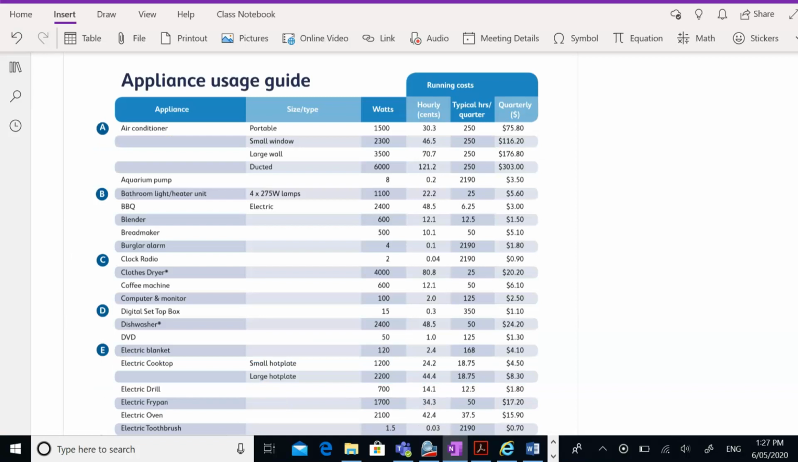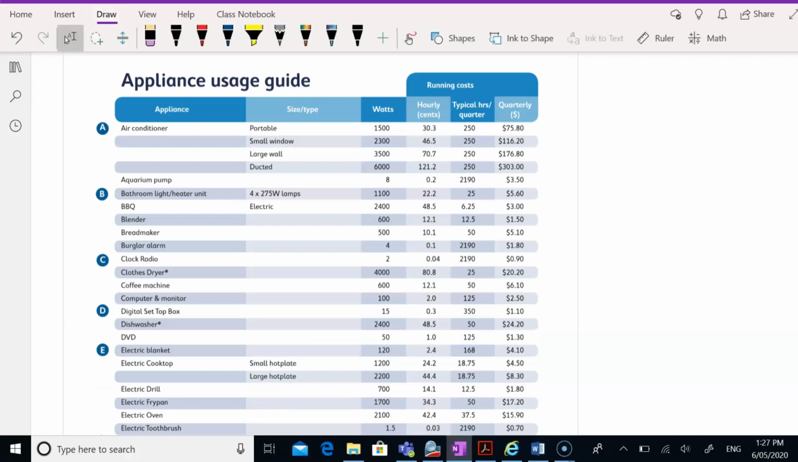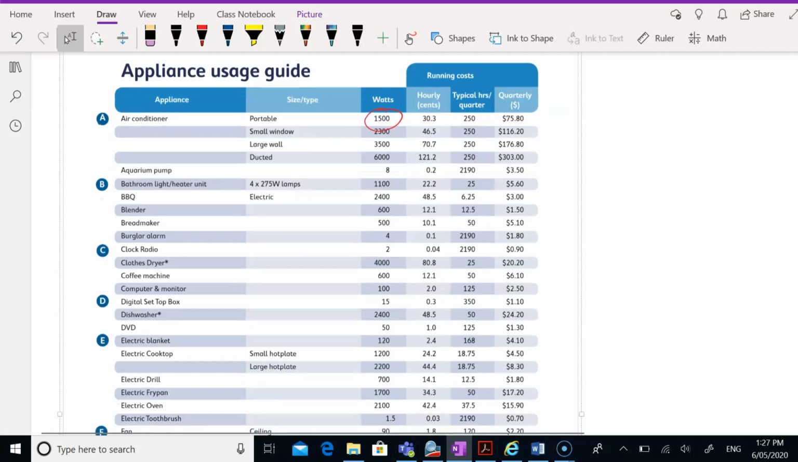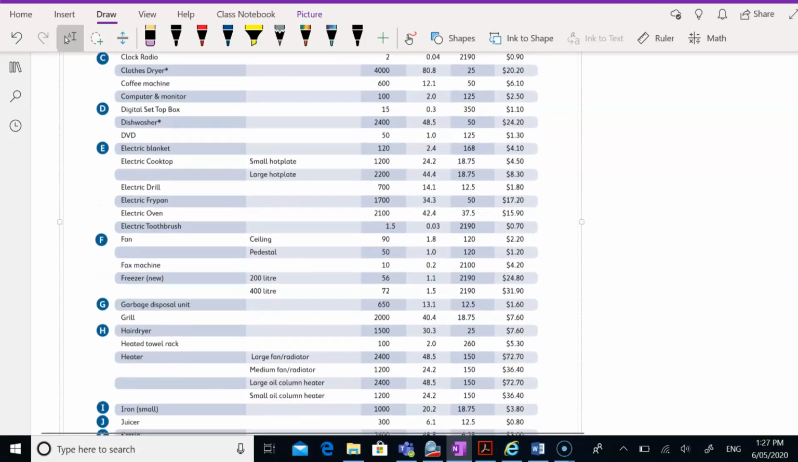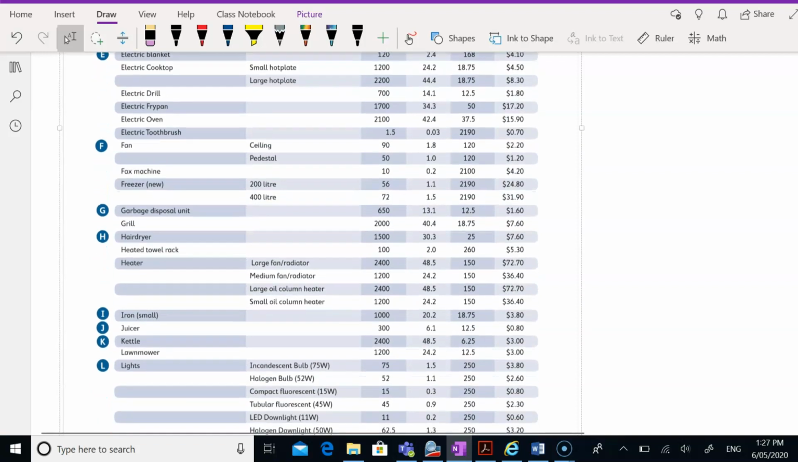To provide a little bit of context of power, we look at a number of commonly used household appliances and look at their power usage. If we begin by considering air conditioners, we can see here that a portable air conditioner, the smallest kind of air conditioner, has a power usage of 1,500 watts. If we go across to its quarterly running costs, we're looking at a cost of approximately $75, which is probably a lower bound of what it might actually be.